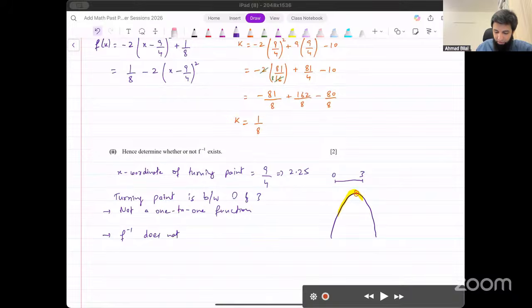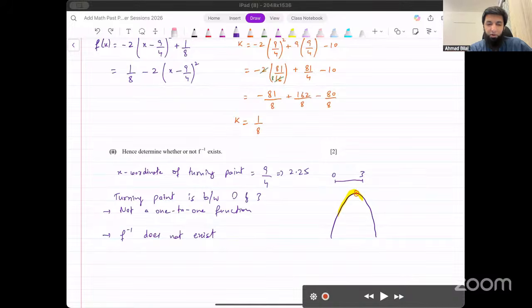Now, what do you have to write down in the exam? Write down that the turning point is between 0 and 3. That's one statement. And then since it's not a one-to-one function, inverse does not exist. You have to give the reasoning for this as well. It's a 2-mark question. If it's a 1-mark question, generally it's enough to just say it's not one-to-one. But it's a 2-mark question, you have to give reasoning for that as well. Why is it not a one-to-one function? Because turning point is in the middle.